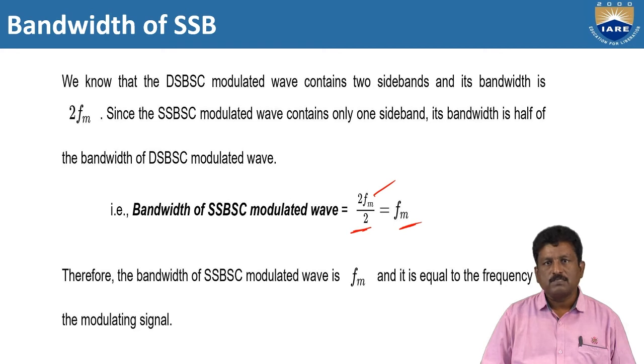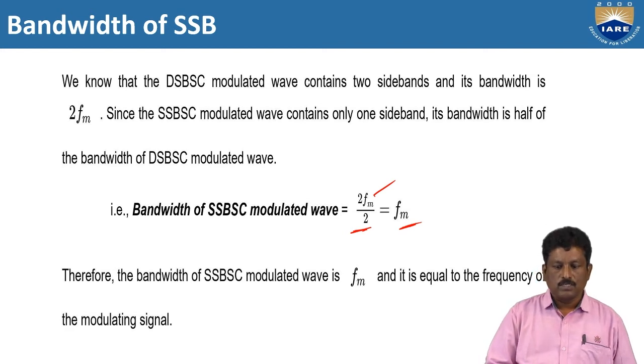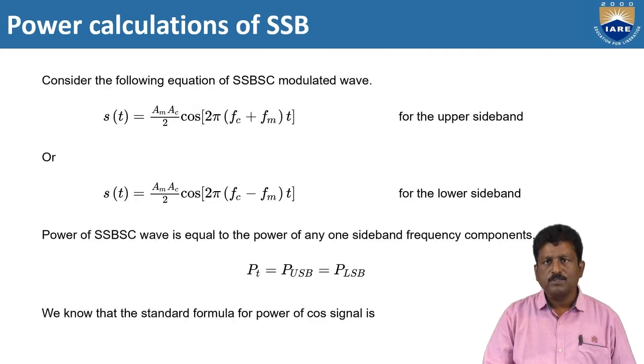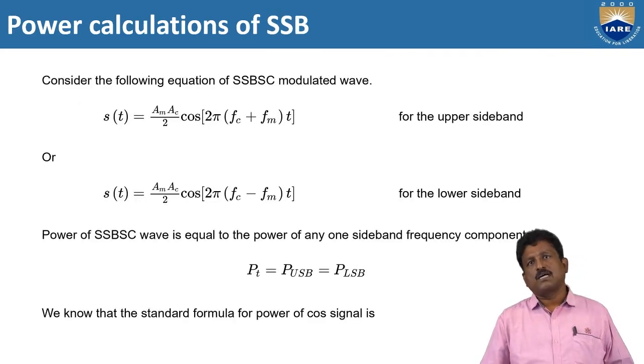Whereas in SSB modulation, we are transmitting only one sideband, upper or lower, so we get half of the requirement of the DSB wave: 2 FM by 2, FM only. That is the main advantage of SSB. The bandwidth requirement is very small, half of the AM modulated wave or DSB wave. You have to observe the difference in bandwidth requirement between DSB, AM and the SSB modulated wave. That is FM only.